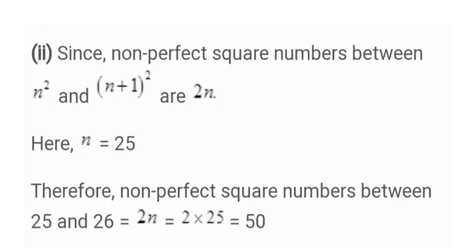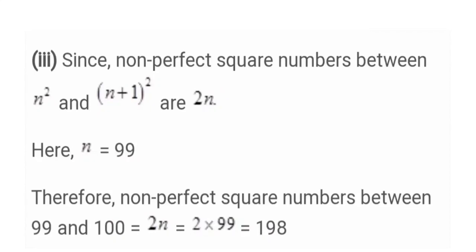See the second one, between 25 square and 26 square. There will be 2 into 25, means 50 numbers. Third one, 99 and 100. So here between 99 square and 100 square, how many numbers will come? 2 into 99. Answer is 198 numbers. Okay. That many will come in between 99 square and 100 square. So scholars, your exercise 6.1 is completed.